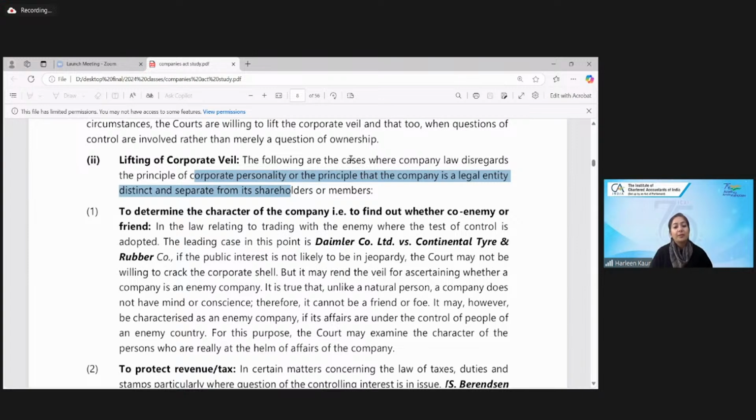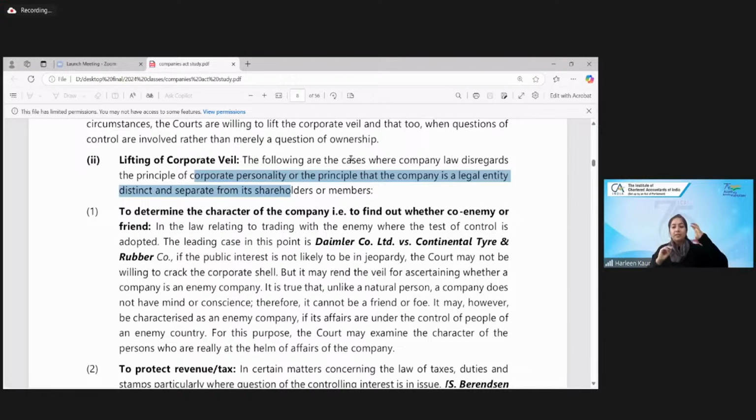Okay. So Daimler Company Limited versus Continental Tire and Rubber Company. In this case, what happened was there was a company formed by German citizens in England. They were German citizens who came together and formed a company in England named Daimler Company Limited. And they were having a trade relationship with Continental Tire and Rubber Company. They used to supply the tires to them and used to take the payment from them.